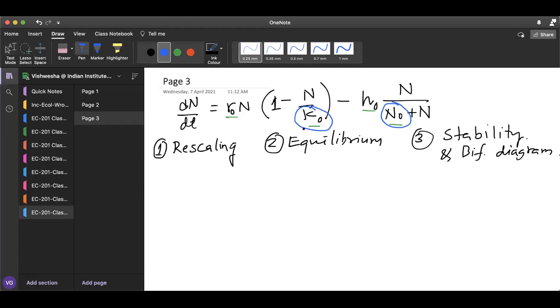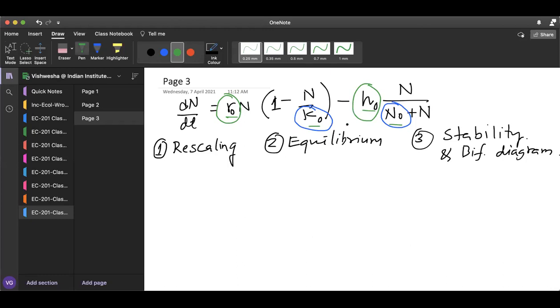Okay, so now how many rates are there? These are the 2 parameters corresponding to population sizes. What about the rates? What are the 2 rates here? Those will be R0 and H0. There are 2 rate parameters, and again, we can only get rid of one of them.